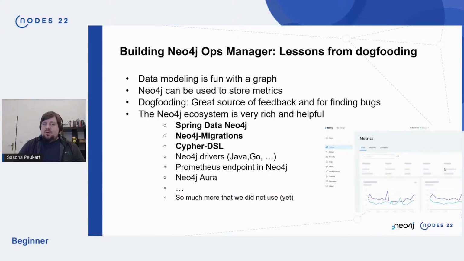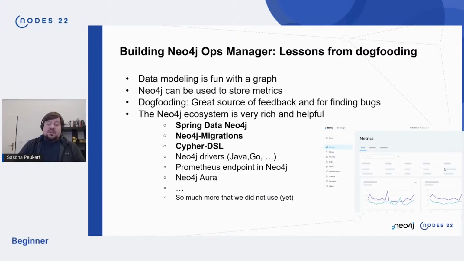And that's the very quick run through some of the tools that we've used, the Dogfooding that we did. Just to recap, data modeling is really, really fun in a graph, even if you don't have relationships. Neo4j can definitely be used to store metrics, even though it's not optimized for it. But if you have good index strategy, right, it's totally possible. Dogfooding itself is like a great source of feedback for finding bugs and making new friends.